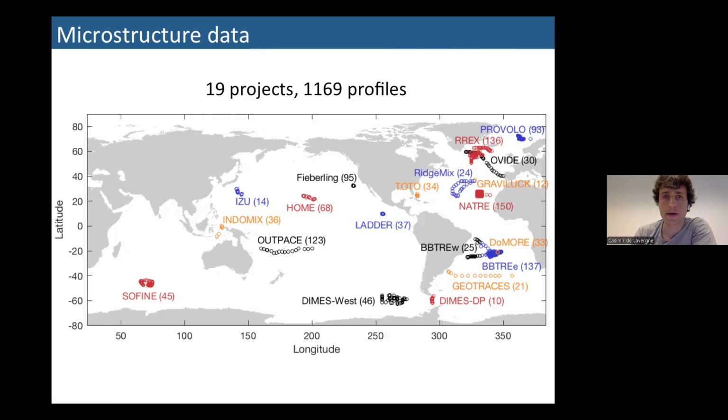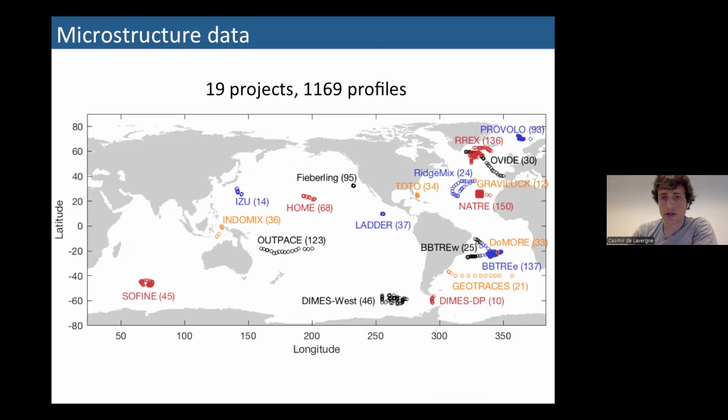So this is microstructure data that we compiled. We have 19 projects, almost 1,200 profiles. Obviously the sampling is sparse. It's better in the Atlantic than elsewhere. But this is what we have, and I think it's enough to get some constraints on what we're doing.